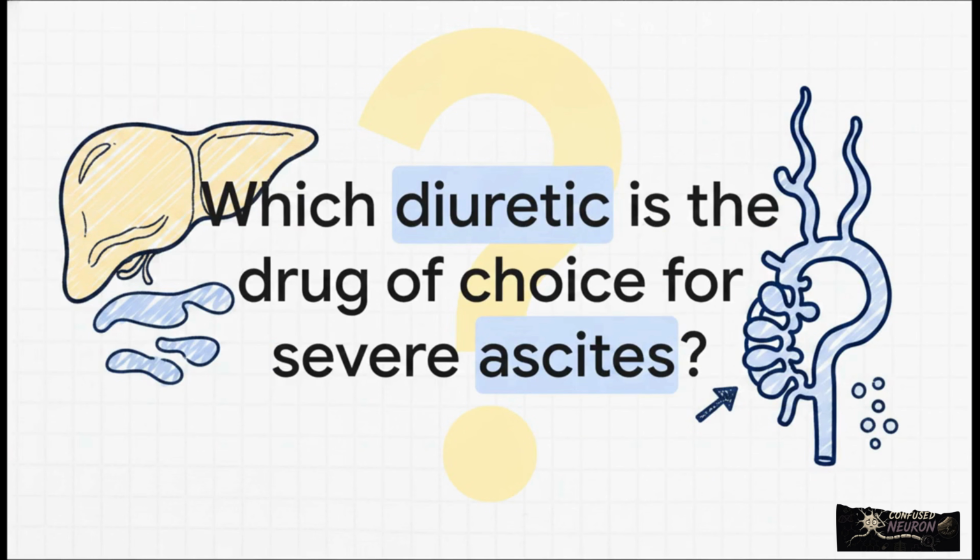I'm going to leave you with a final puzzle to test all this new knowledge. Think back to our whiteboard notes on secondary hyperaldosteronism. An alcoholic patient develops hepatic cirrhosis with severe ascites. That's all that fluid leaking into the belly. Which specific diuretic is the absolute drug of choice here? Pause the explainer, drop your answer in the comments, and let's see if you can crack this clinical case.